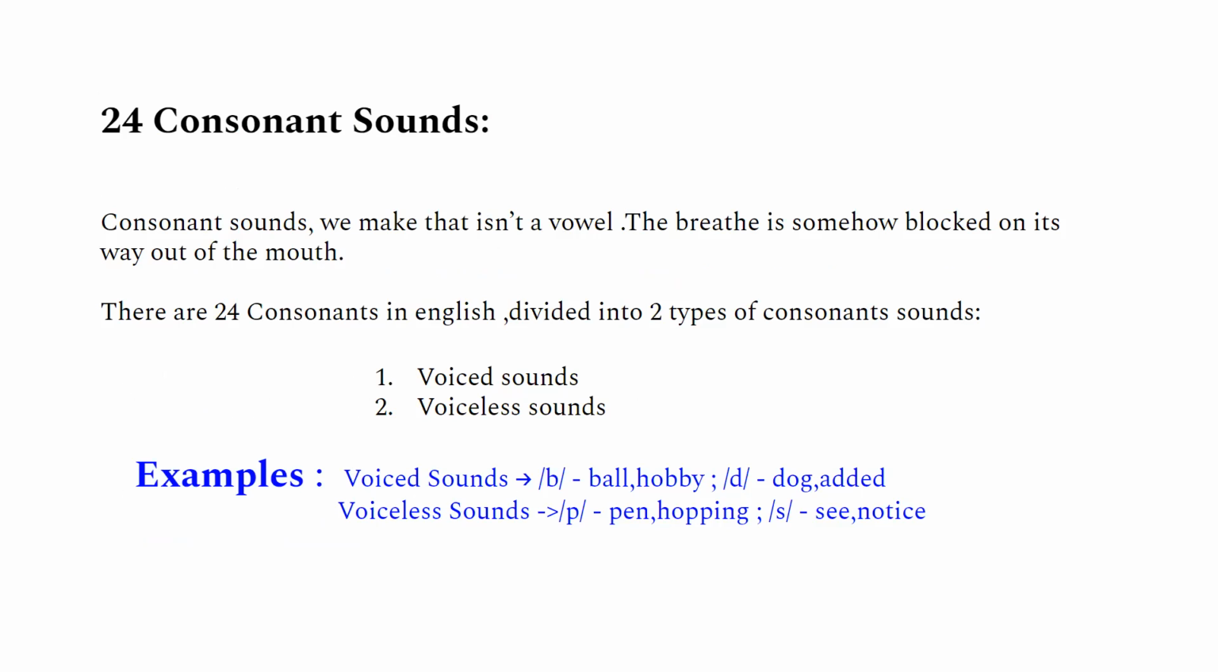The 24 consonant sounds are speech sounds that are not vowels. It refers to the letters of the alphabet that represent those sounds. They are also classified into voiced sounds and voiceless sounds. Here I am taking some examples. For voiced sounds: B for ball, hobby, and D for dog and added. For voiceless sounds: P for pen, hoping, and S, C for notice.